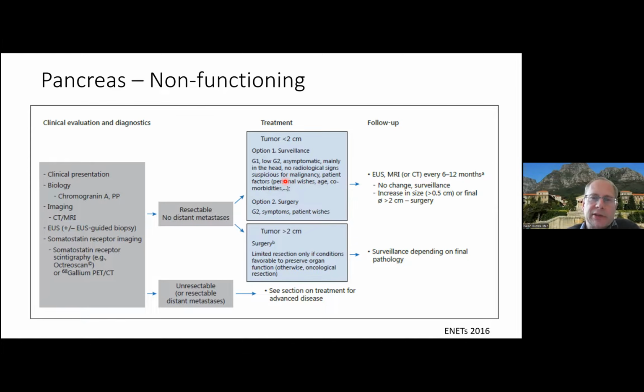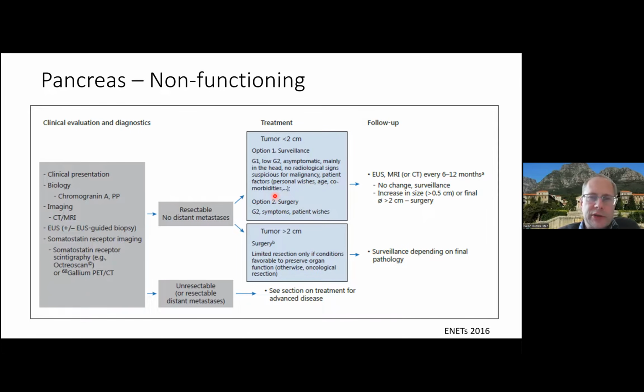The gray area exists in the 1 to 2 centimeter category. And in the 1 to 2 centimeter category, if you looked at all comers in that group, up to 10% of patients are subsequently found to have distant metastases, and about 20% of patients may be found to have nodal metastases. And so these are ENETS guidelines. They're 6 years old now, but their recommendations are based on histological findings.